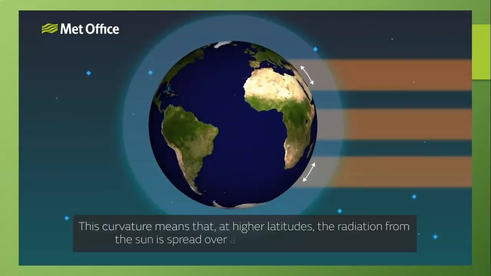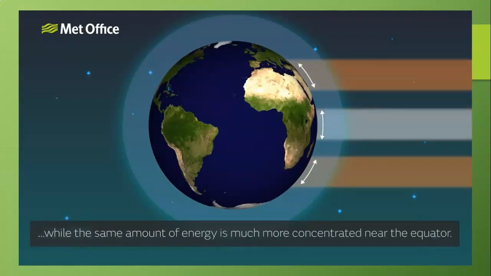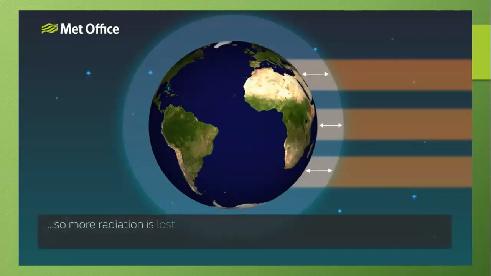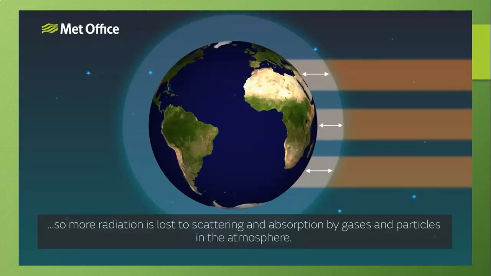This curvature means that at higher latitudes, the radiation from the sun is spread over a much larger surface area, while the same amount of energy is much more concentrated near the equator. The radiation also travels through a greater depth of atmosphere nearer the poles in comparison to the equator. So more radiation is lost to scattering and absorption by gases and particles in the atmosphere.